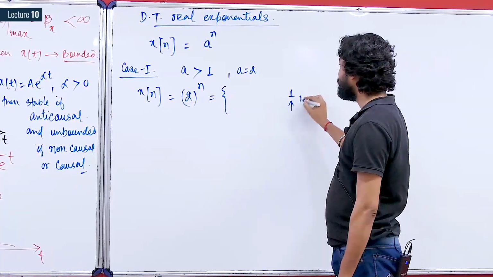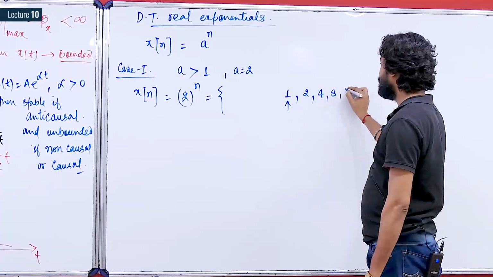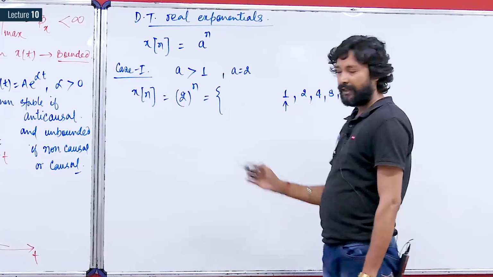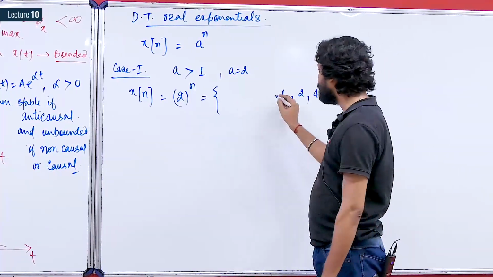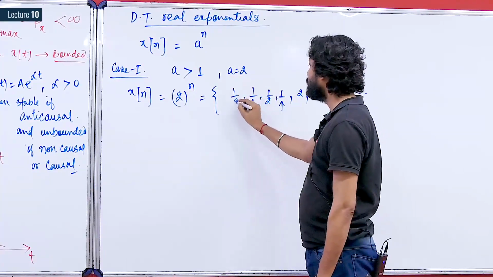If you take n equal to 1, then the signal will have the value 2, then 4, 8, 16 and so on. If you take n negative, then 2 to the power minus 1 will be 1 by 2, then 1 by 4, 1 by 8 and so on.